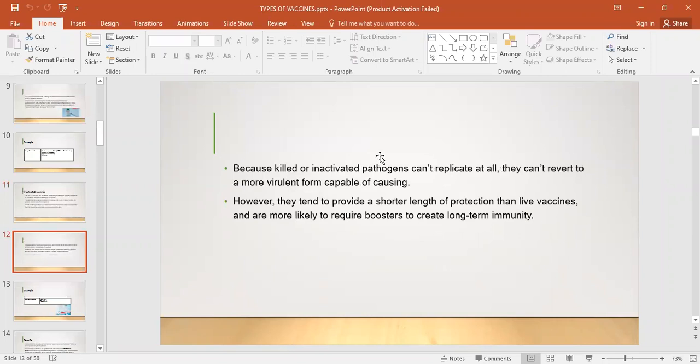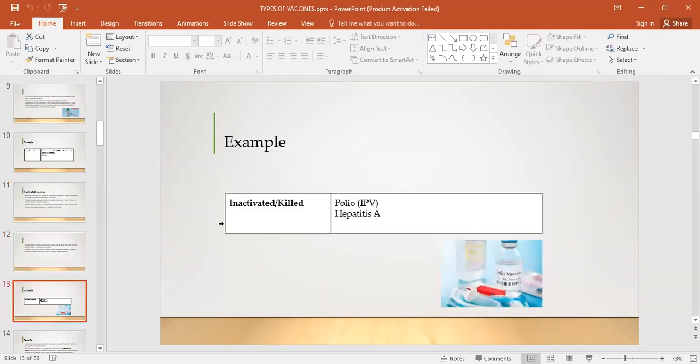Because killed or inactivated pathogens can't replicate at all, they cannot revert to a more virulent form capable of causing harm. However, they tend to provide a shorter length of protection than live vaccines and are more likely to require boosters to create long-term immunity. Examples of inactivated or killed vaccines are polio in the form of injectable poliovirus, or hepatitis A.